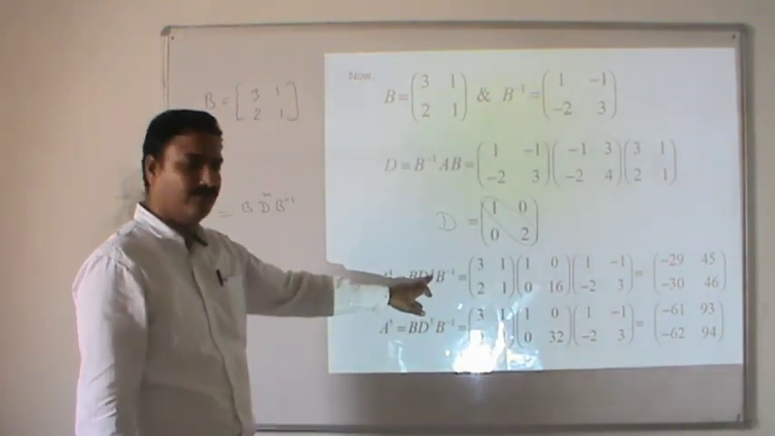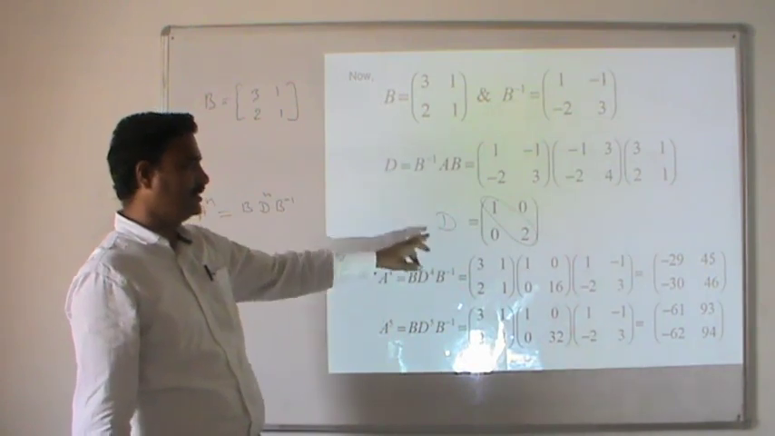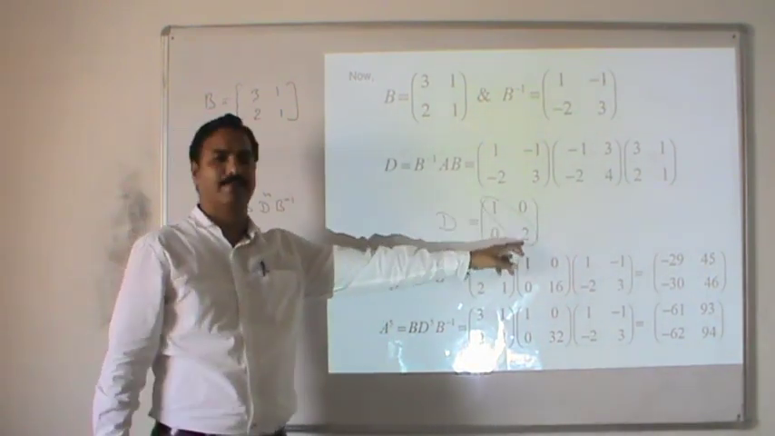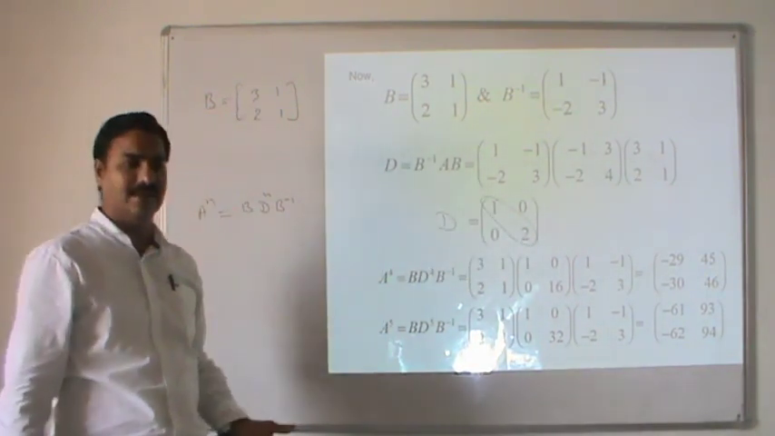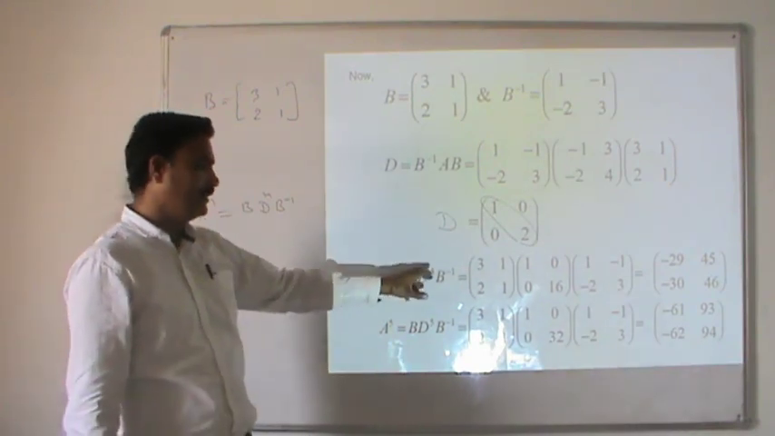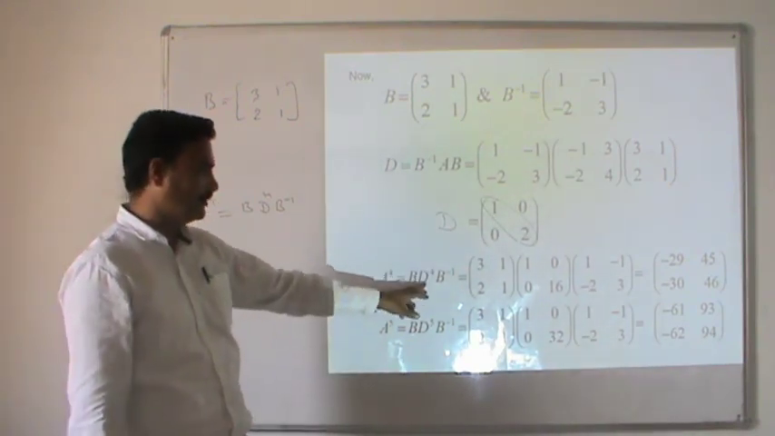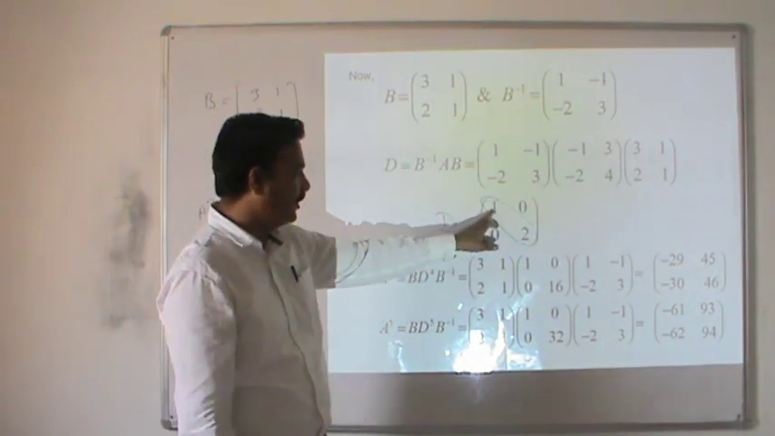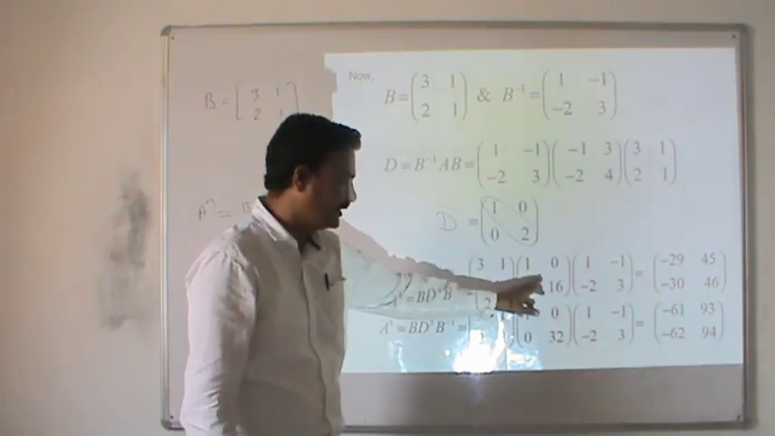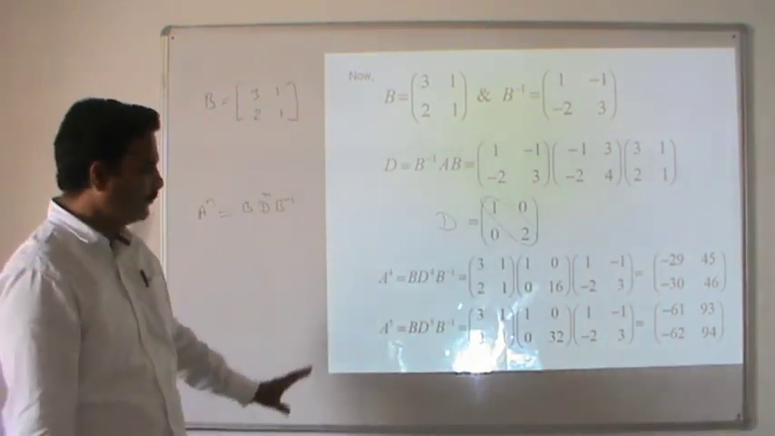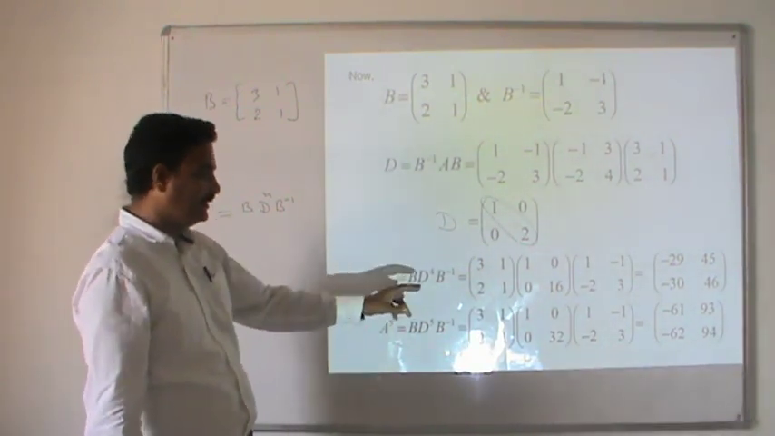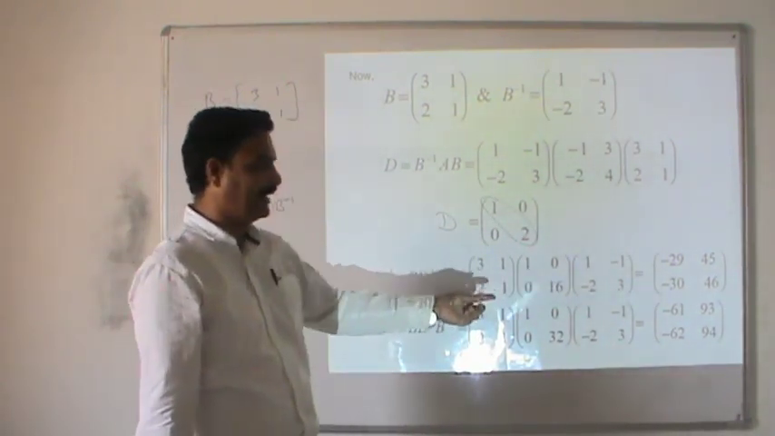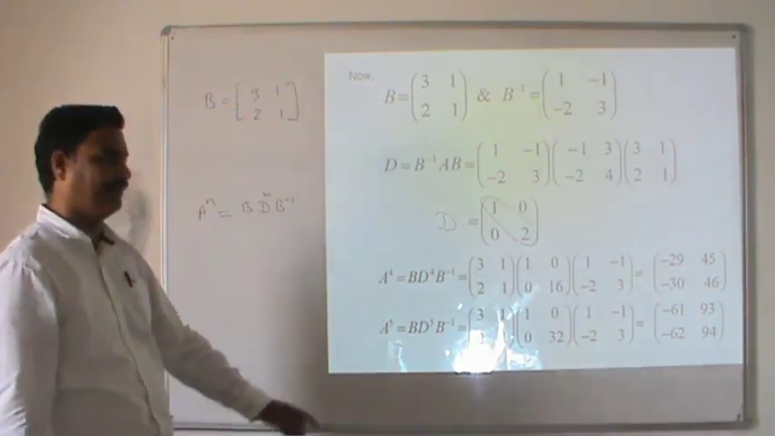And for D4, we just put power 4 on the principal diagonal elements because all other entries are 0. So D4 is quite simple. It's easy to compute D4. So 1 to the power 4 and 2 to the power 4 gives us 1 and 16. So finally, A4 will be the product of these three matrices, which is (-29, 45, -38, 46).